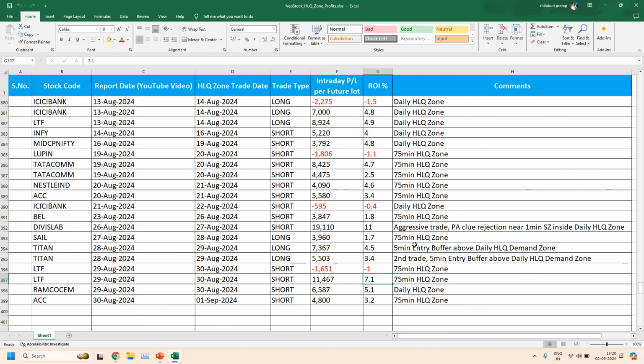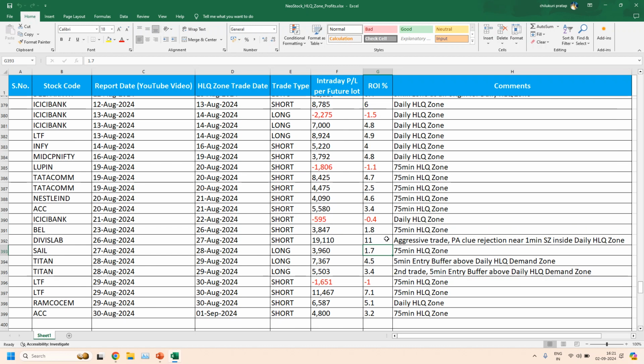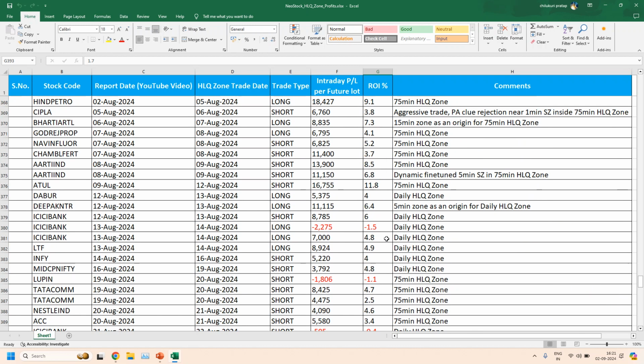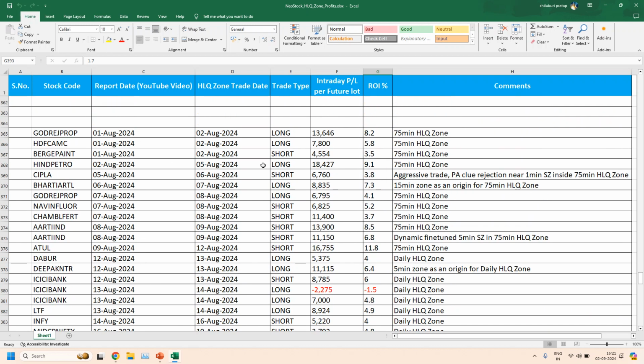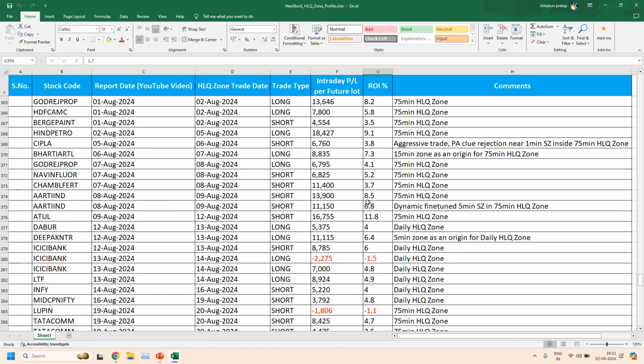In the month, there are a couple of trades that gave very few. Look into this: Titan, not Titan, Sail, and the next one is BEL. Both have given only 1.8 and 1.7 intraday ROI. Because of such few trades, the average has been reduced. Anyway, these are all the trades in the month of August.